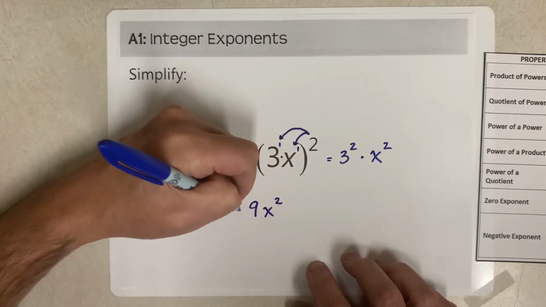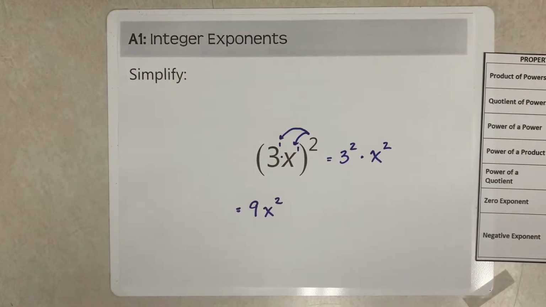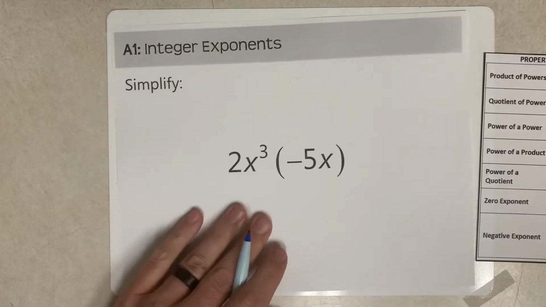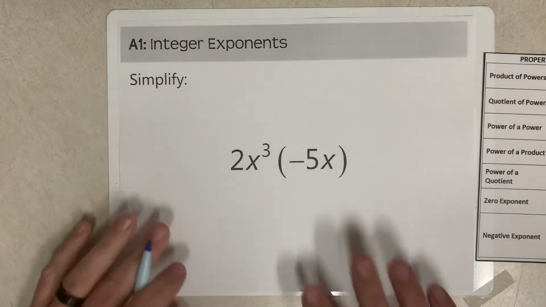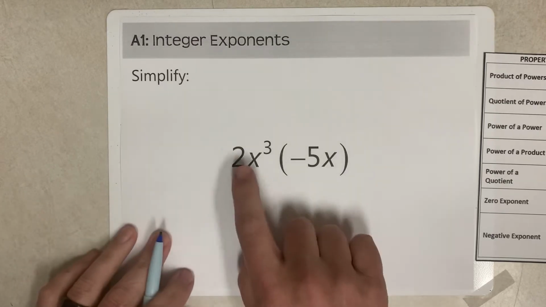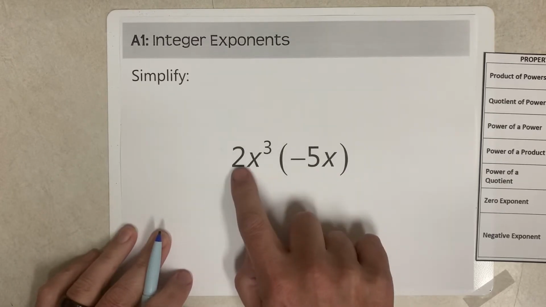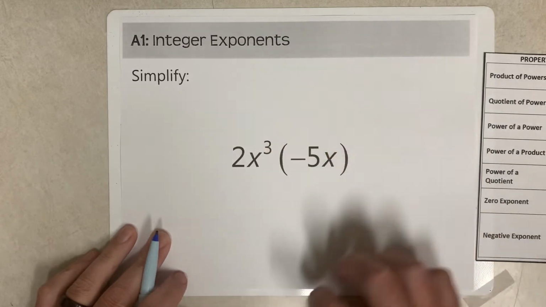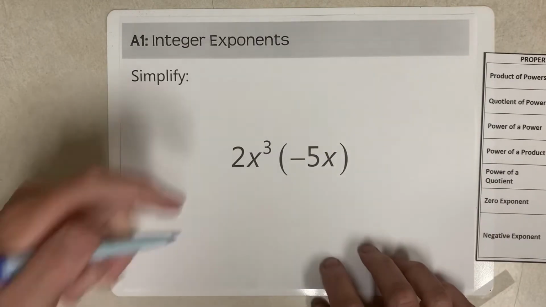And so 9x squared would be my final answer for that one. Okay, this one, I'll do a little differently. I have everything multiplied together. And so actually I can take each item in here and put them in their own set of parentheses, and it will not affect anything in here because it's all being multiplied. So I'm going to do that.